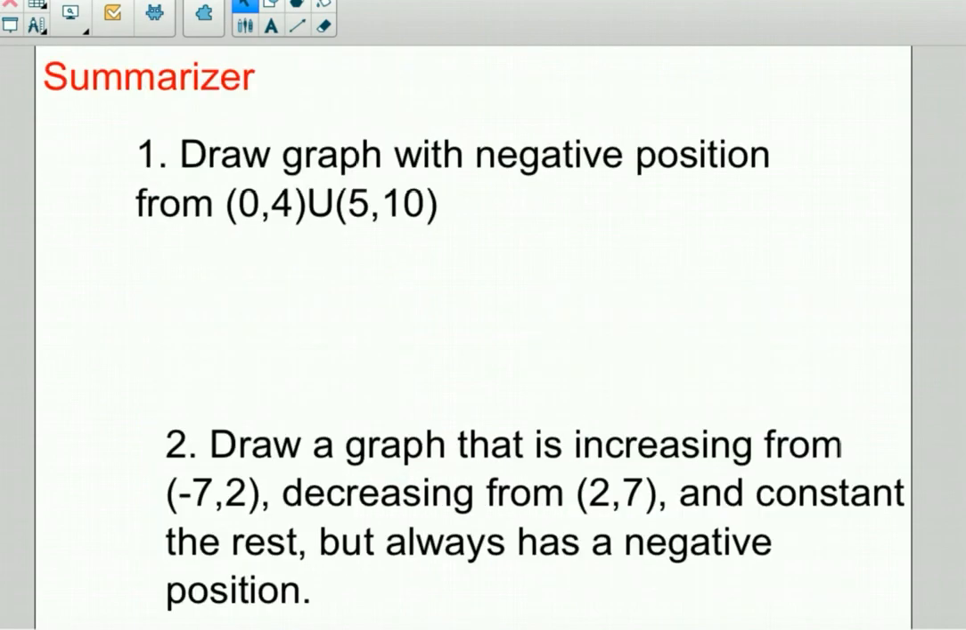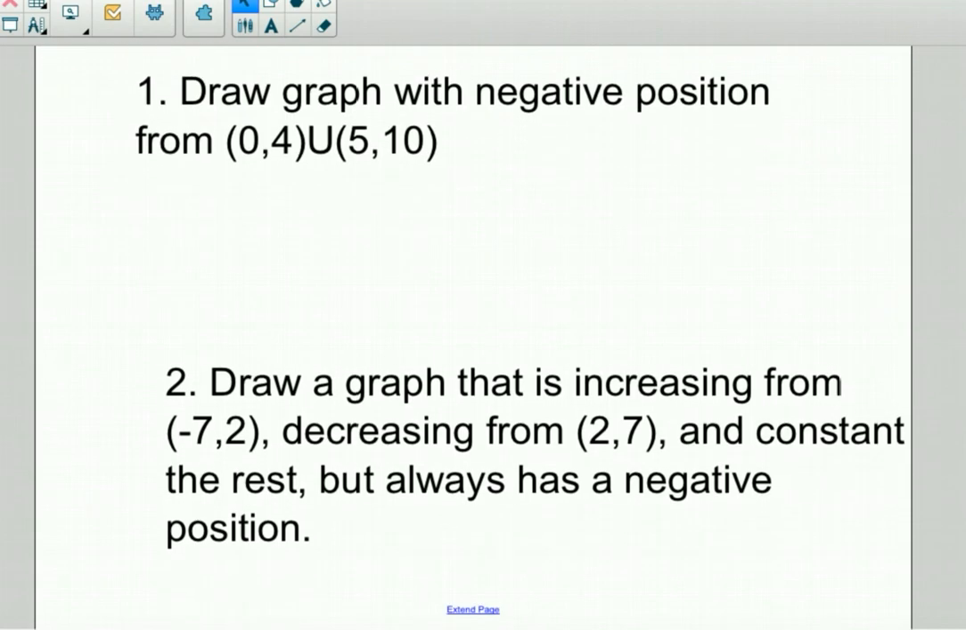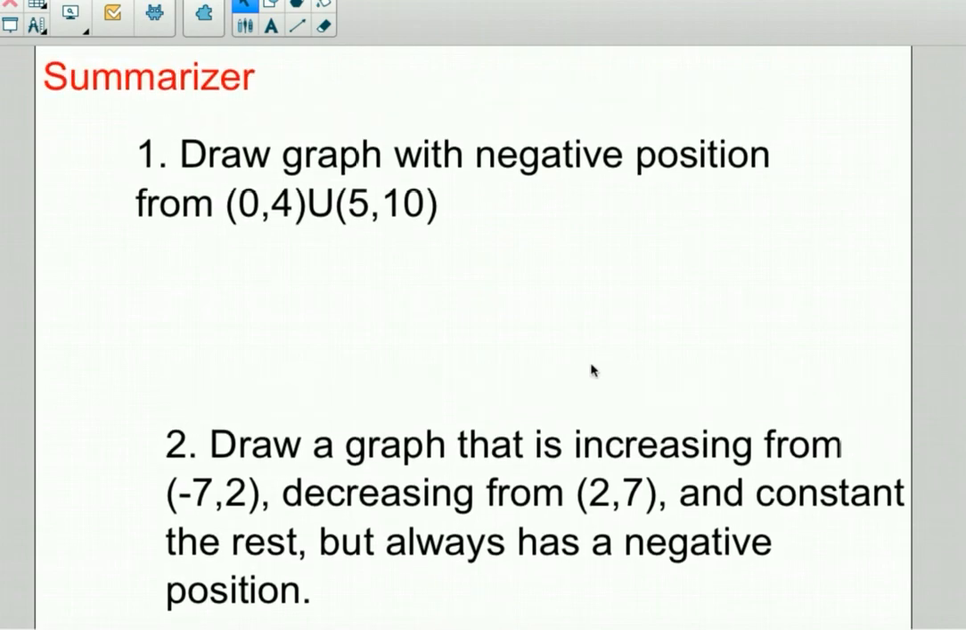And then a quick summarizer, if you want, well, no, still do it: draw a graph and try to make it continuous, not necessarily piecewise, that has negative position from 0 to 4 and 5 to 10, just to get you thinking about negative position. And then when you're done, draw a graph that is increasing from -7 to 2, decreasing from 2 to 7, and then constant the rest, but it always has negative position. You could be creative with it. There's an infinite amount of right answers, but just try and draw something.